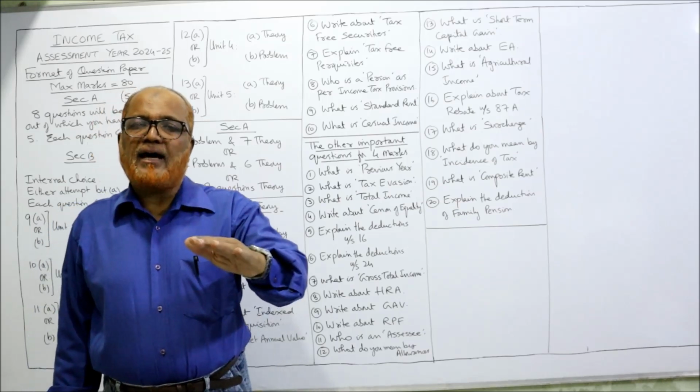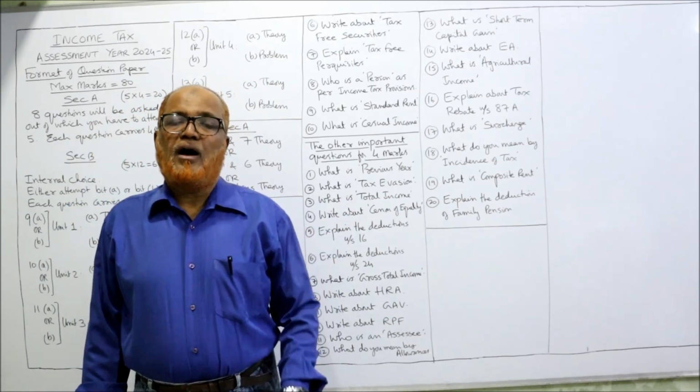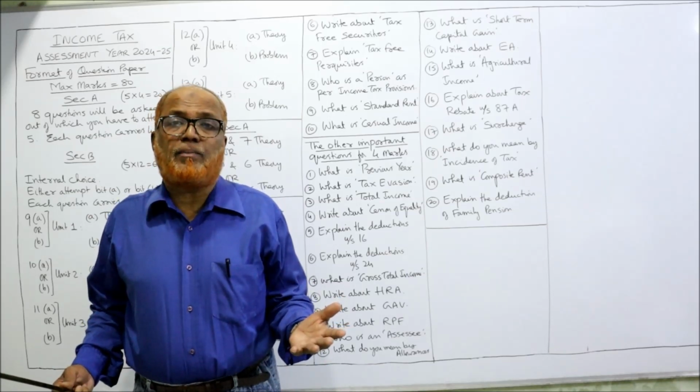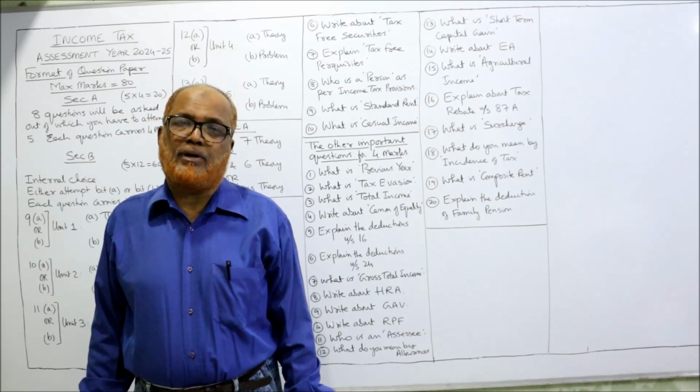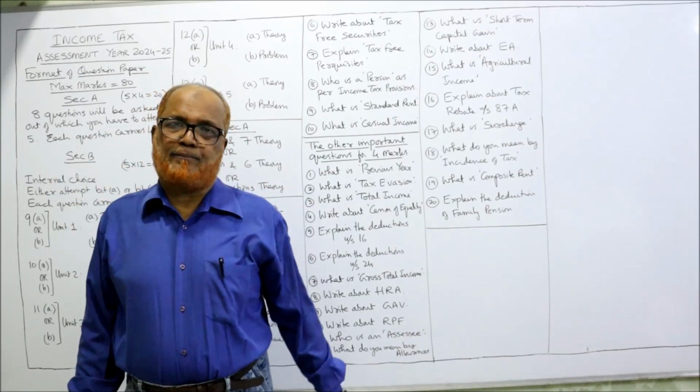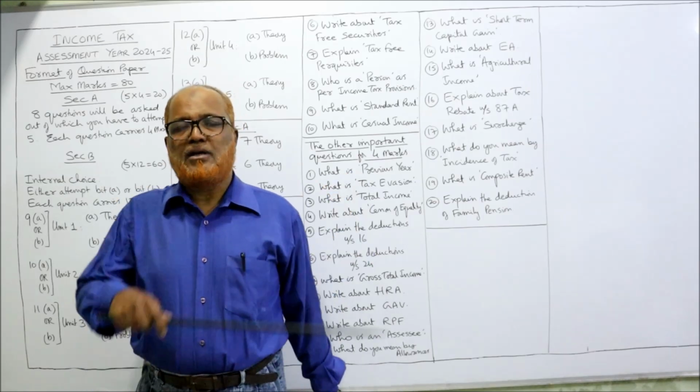Surcharge means tax on tax. Additional tax will be applied. To whom will additional tax be applied? For higher income group people. A person whose total income exceeds 50 lakh has to pay surcharge.